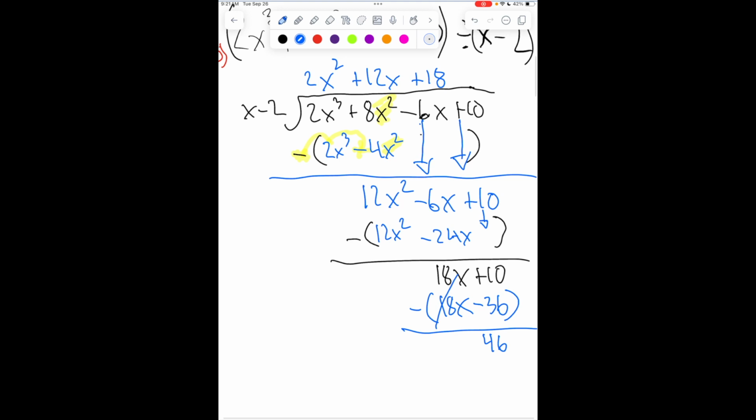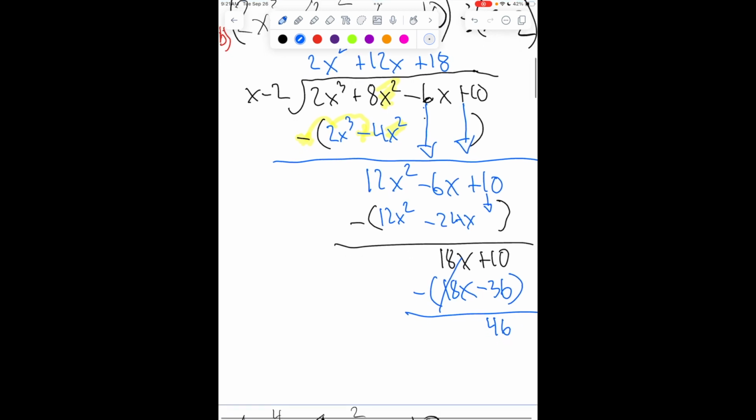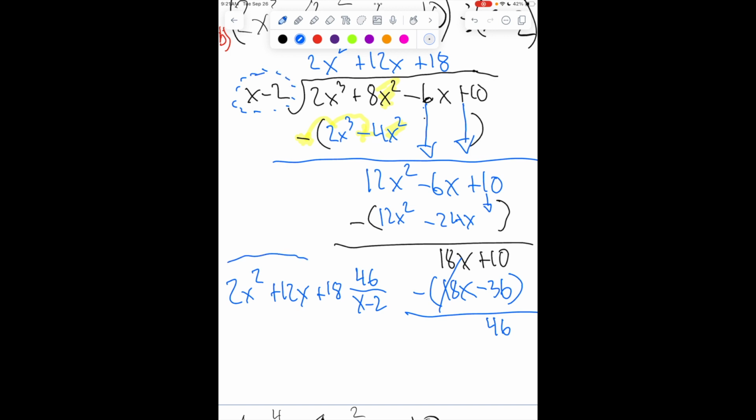So how we write our remainder, so again, what's my final answer? I have 2x squared plus 12x plus 18, and then we write our remainder as 46 over x minus 2. So I take, again, what I was dividing it by, I take my remainder and I make it into a fraction. So 2x squared plus 12x plus 18 with a remainder of 46 over x minus 2.